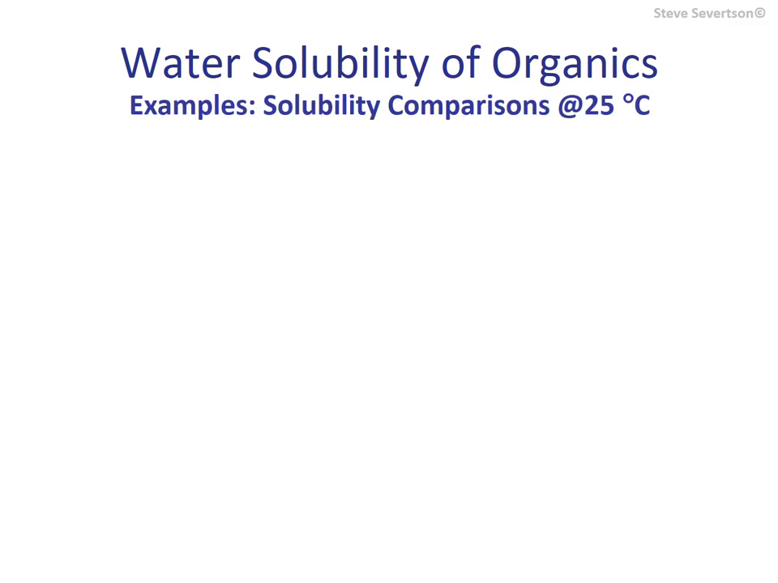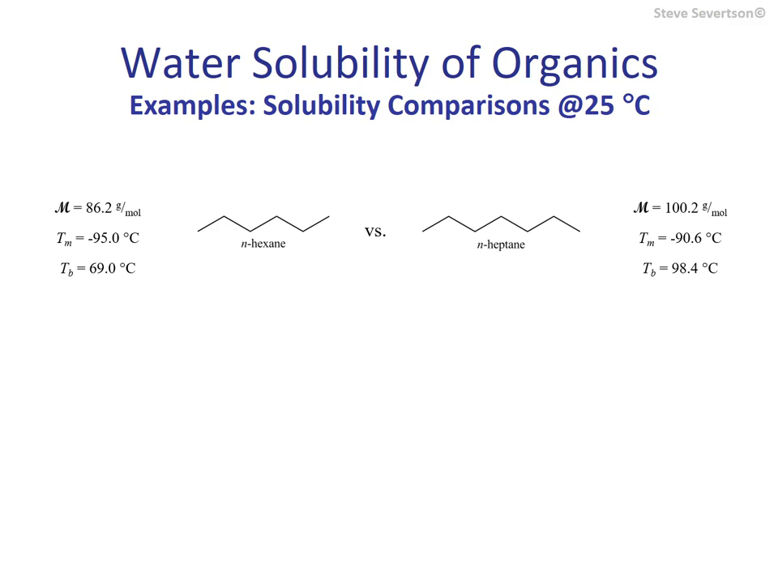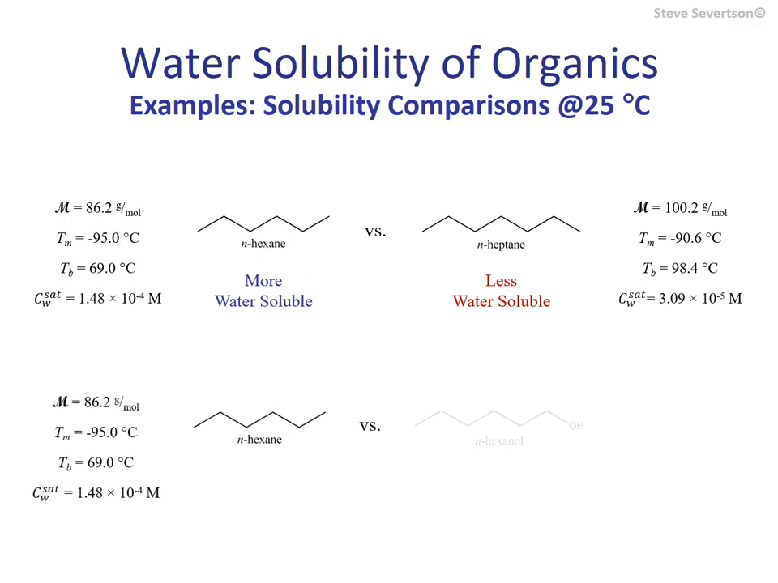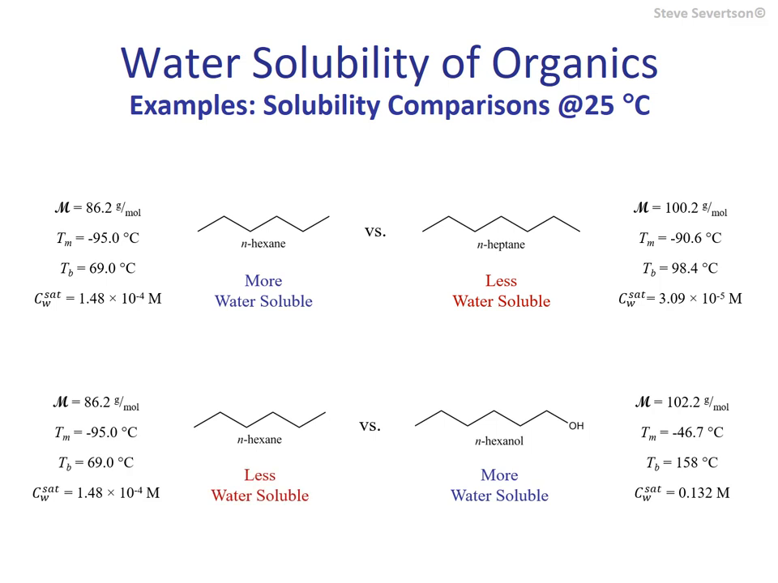Let's apply these rules to compare the water solubilities for a variety of organic species at 25 degrees Celsius. The first comparison is n-hexane with n-heptane. Both species are liquids at 25 degrees C. These are homologs with the heptane possessing an additional methylene linkage. Based on the provided guidelines, we would predict that the hexane is more water soluble. For this next comparison, we add a hydroxyl group to n-hexane, which provides it with the ability to form hydrogen bonds. This should increase its water solubility. In fact, the increase is substantial.